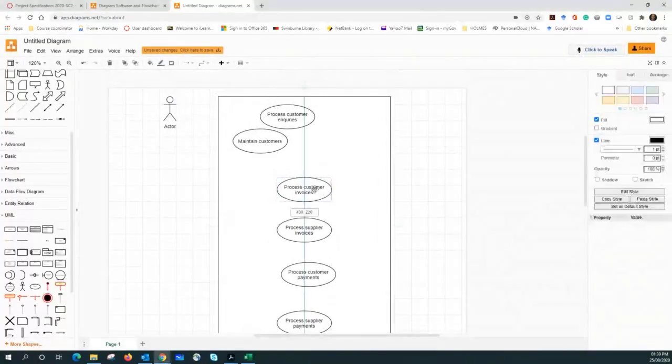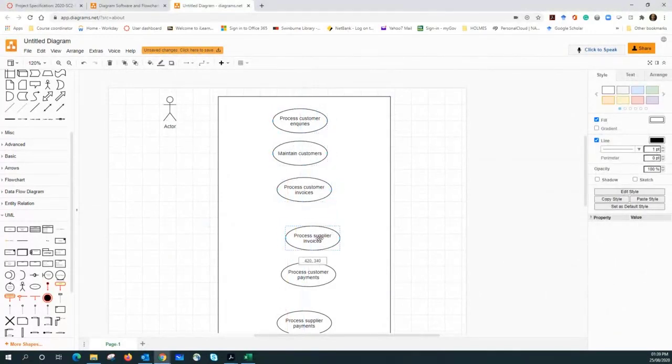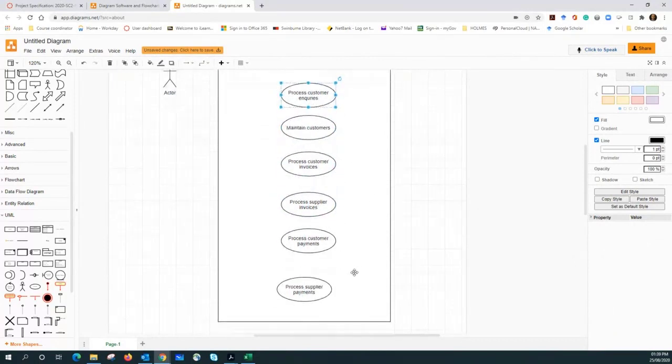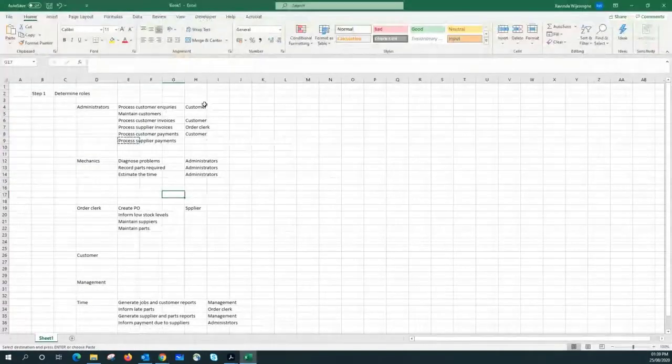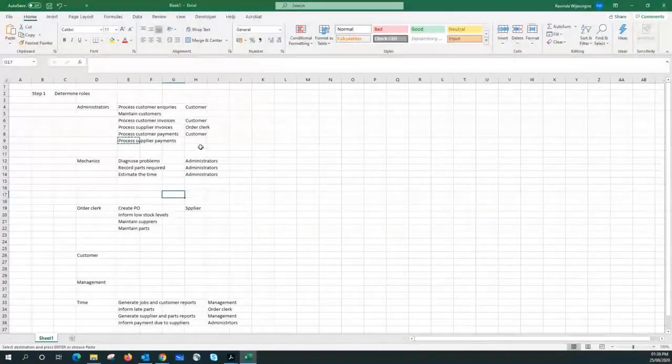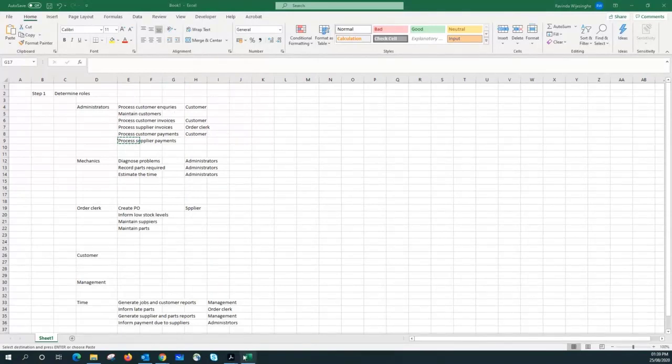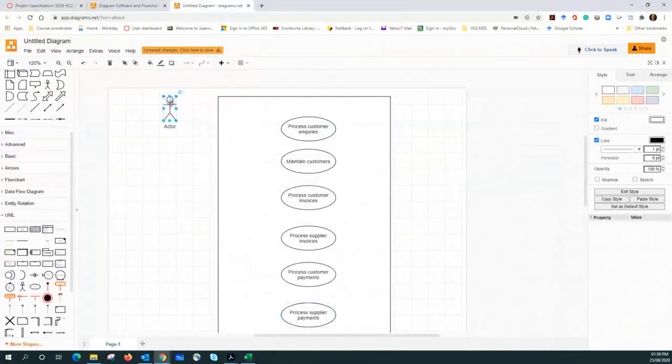Oops, what's happened? Let me organize this first. All right, so now we have the actors. Let's take these three actors here. We have administrator, customer, and the order clerk, right? So here in this space we have three actors.